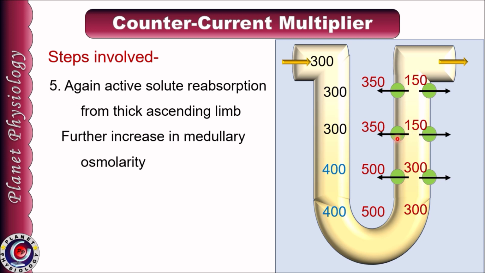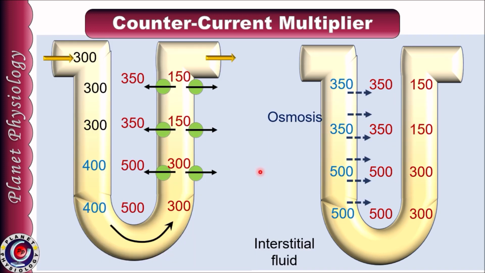So, in this picture, the first panel shows that solutes are reabsorbed from the filtrate that has entered the thick ascending limb of loop of Henle. This further increases the osmolarity of the medullary interstitium. As indicated in the second panel, the hyperosmolar interstitium again initiates osmosis of water from the descending limb of loop of Henle to further increase the filtrate osmolarity in this descending limb.